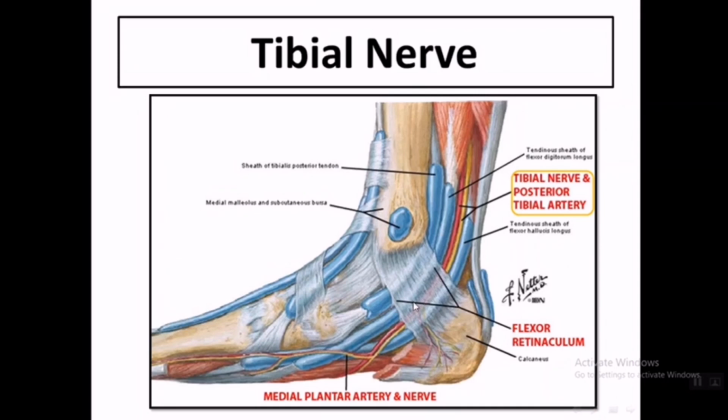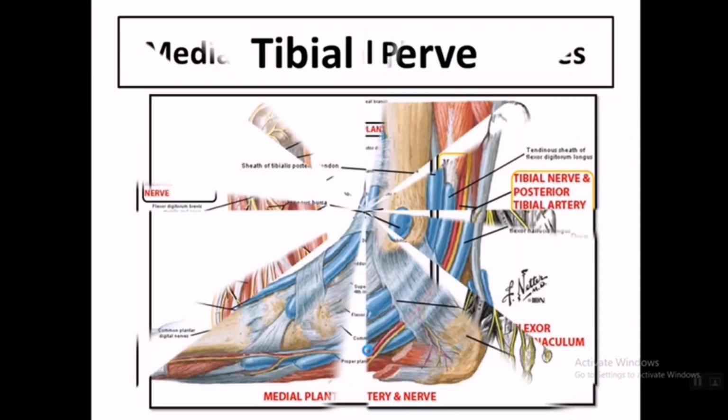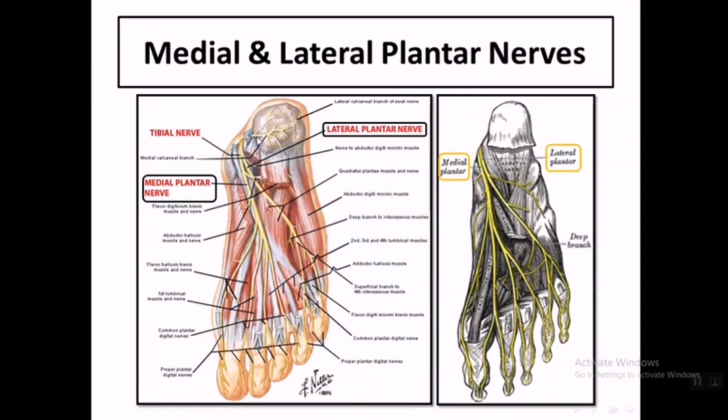It will pass deep to the flexor retinaculum and divide in the foot into the medial and lateral plantar nerves. These are the two terminal branches of the tibial nerve in the foot. Here we can see the deep dissection of the sole of the foot, showing how the tibial nerve is divided into a medial plantar nerve and a lateral plantar nerve.